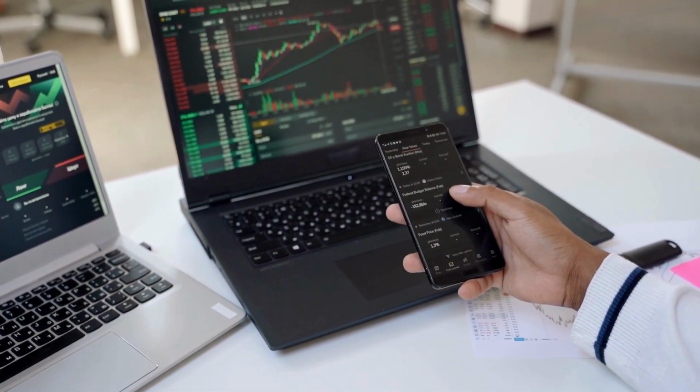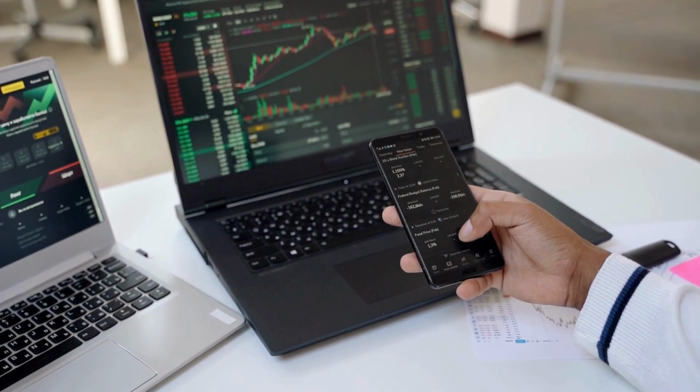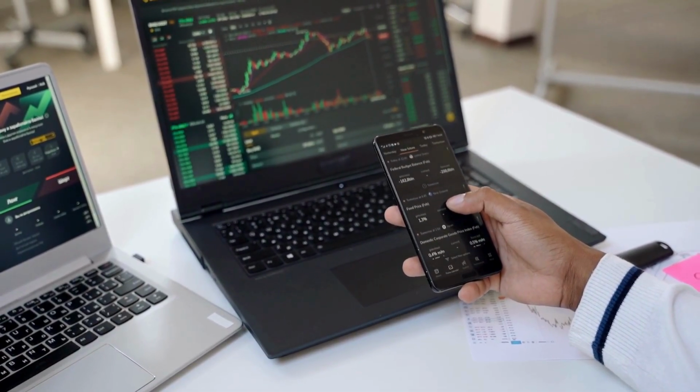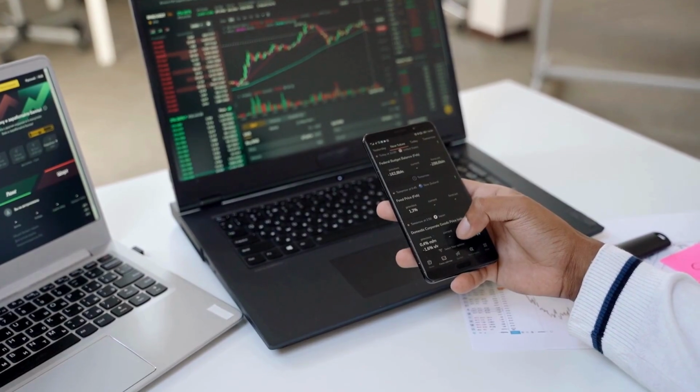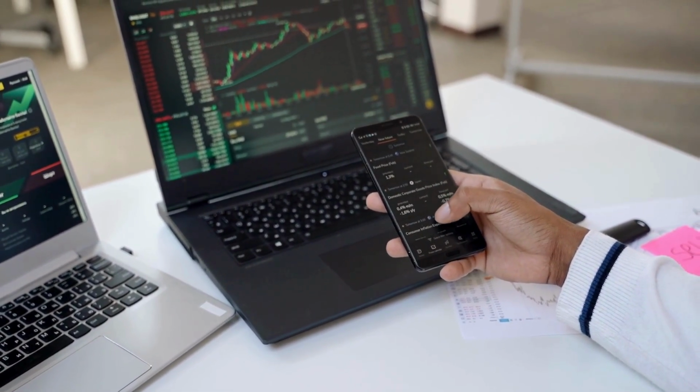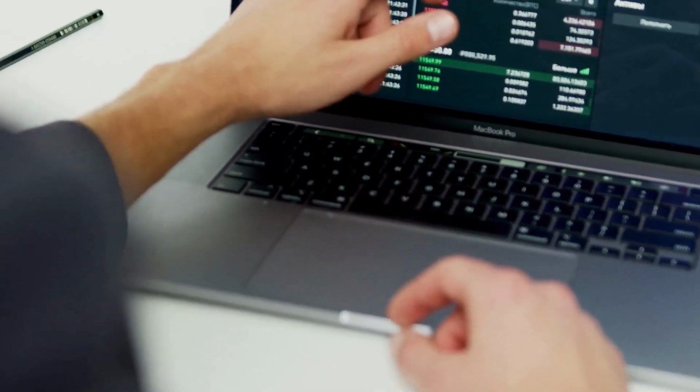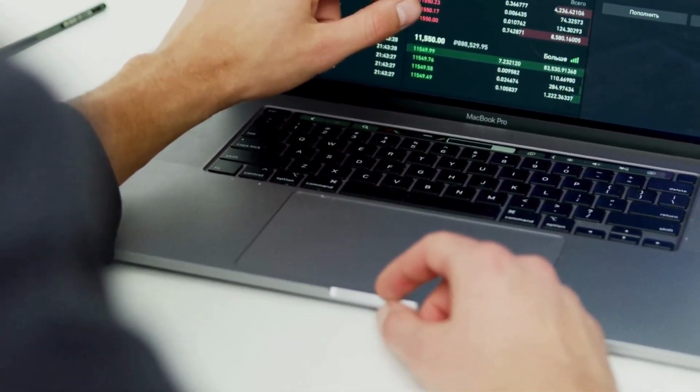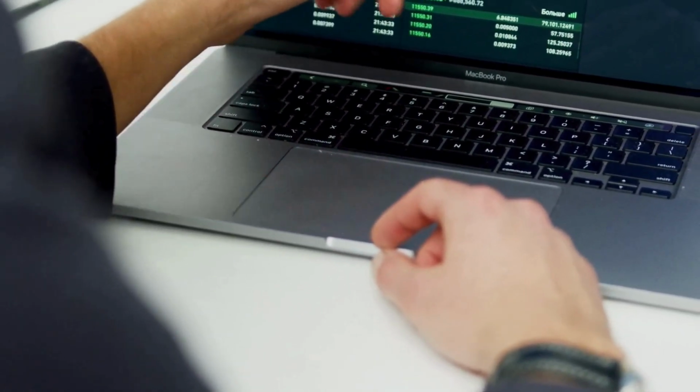If you're just getting started, don't worry about learning dozens of indicators immediately. Focus on understanding price, candlesticks, trend, support and resistance, and volume. Mastering these basics will give you a much stronger foundation than jumping straight into advanced strategies.